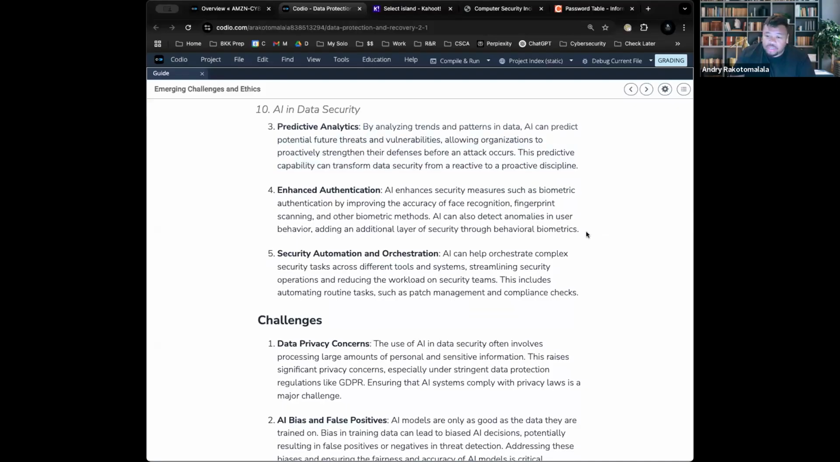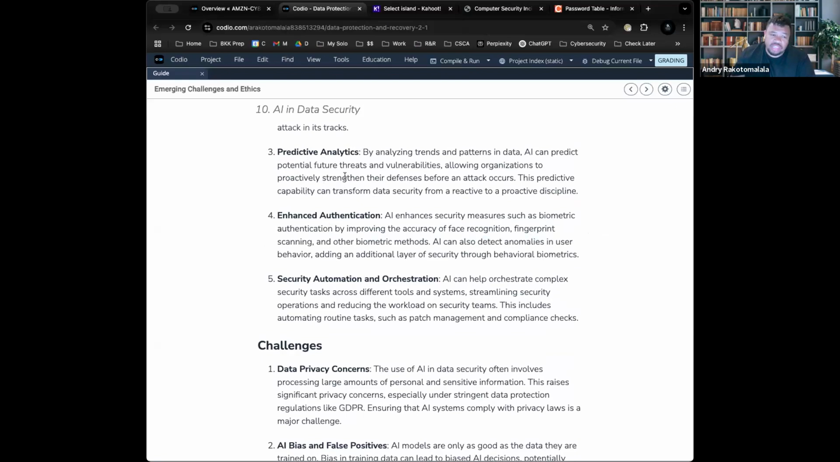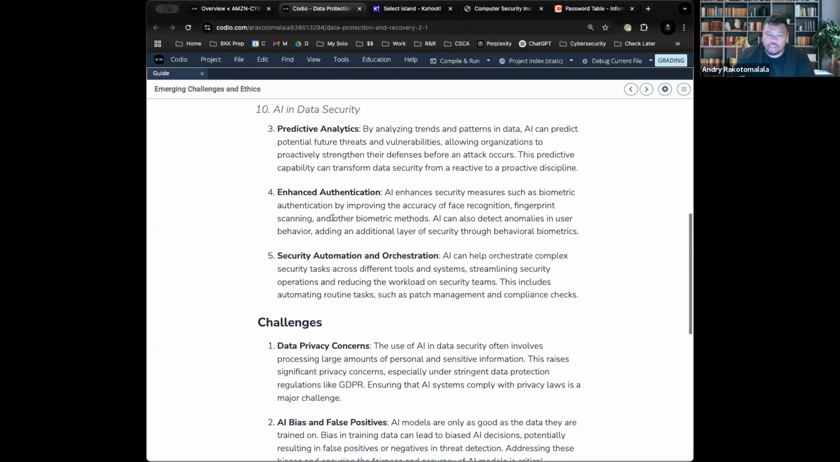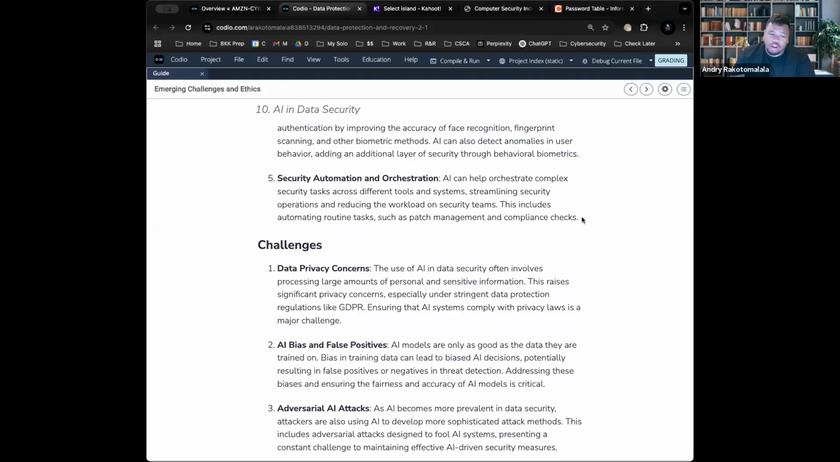Enhancing authentication. So this just means that we can use things such as biometrics to improve the accuracy of facial recognition, fingerprinting, that kind of stuff. And then it can also analyze user behavior. Because it's doing predictive analysis and looking at all the logs, it can predict if the user is going rogue. And then security automation. So this is just making sure that it's able to automate any complex security things that we need to do.